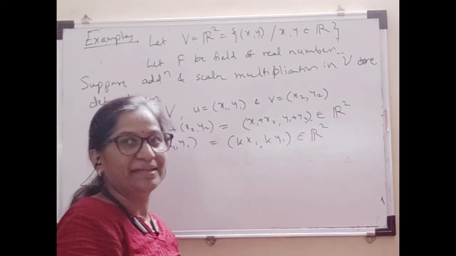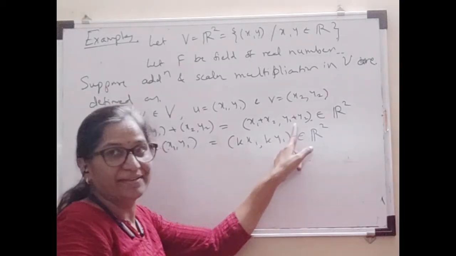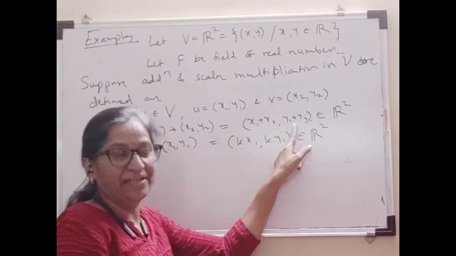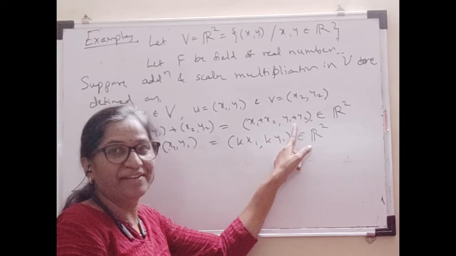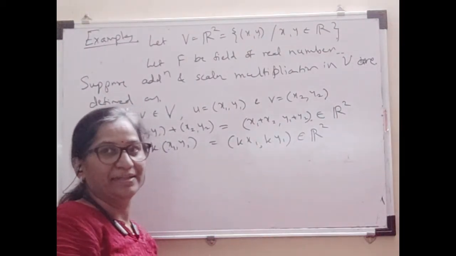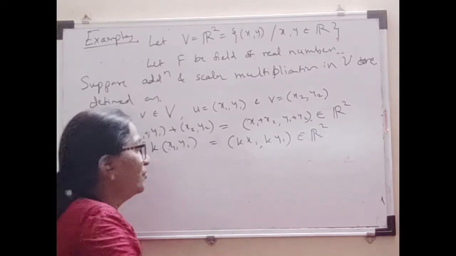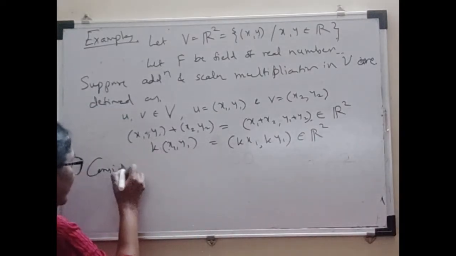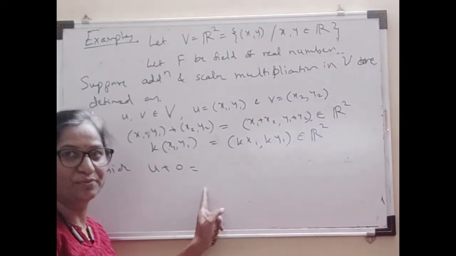Then next one, the addition axioms. Now these are real numbers, and real numbers satisfy commutativity, associativity and distributivity. So all the other axioms are obvious. What is left? Existence of additive identity and existence of additive inverse. So we have to check for that one. Consider u plus 0. U plus 0, and I need it to be equal to u.